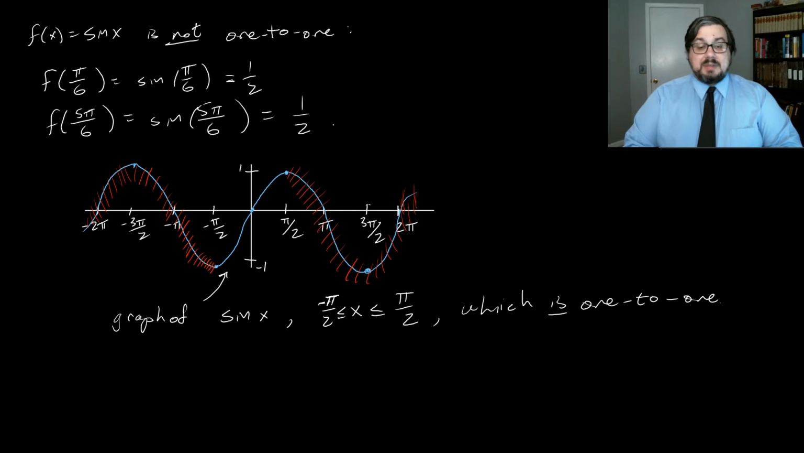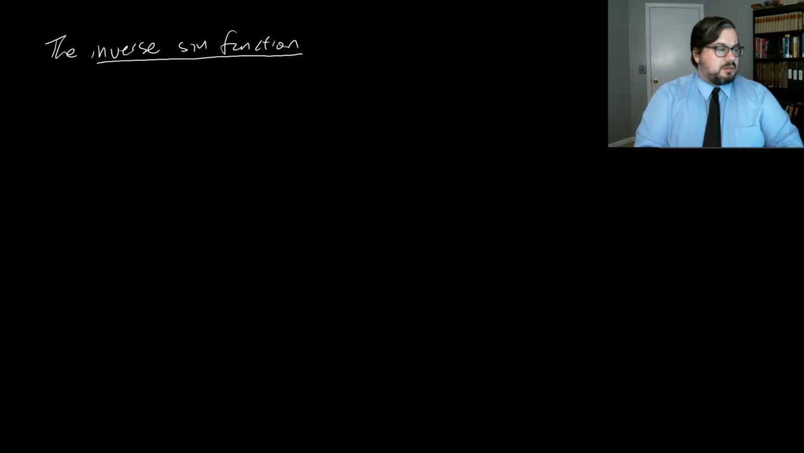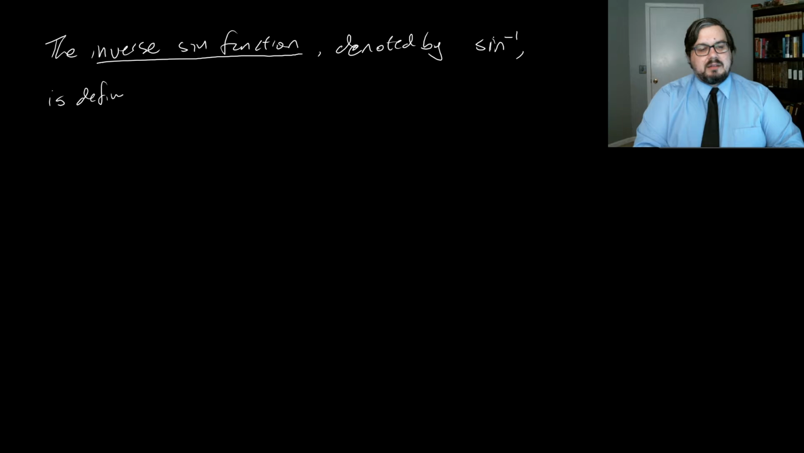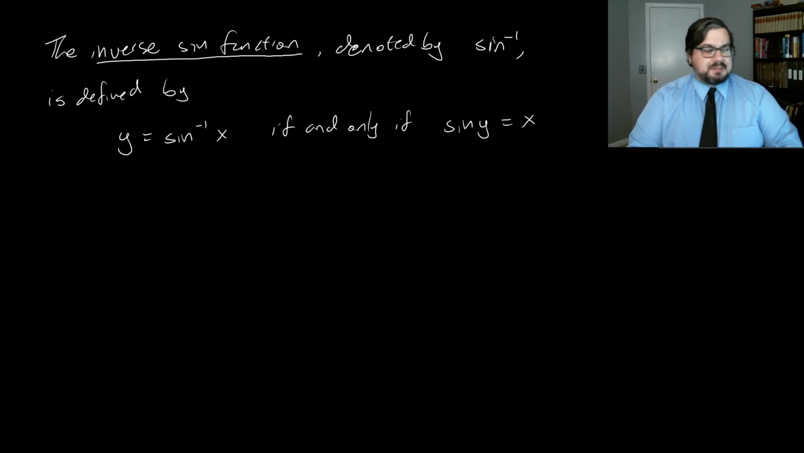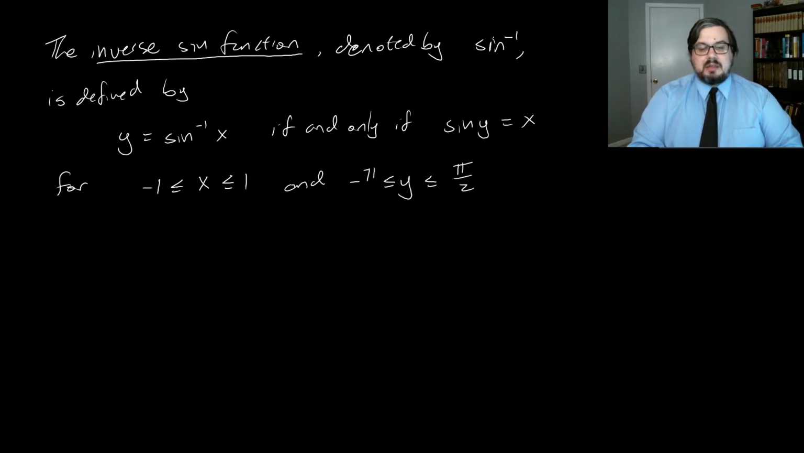So let's see how we define the inverse sine function. The inverse sine function is denoted by this symbol, sine with a superscript -1. So we read that as inverse sine, is defined by y equals the inverse sine of x if and only if sine of y equals x, but only for restricted values of x and y. Only for x values between -1 and 1, and this is the important one, y values between -π/2 and π/2.